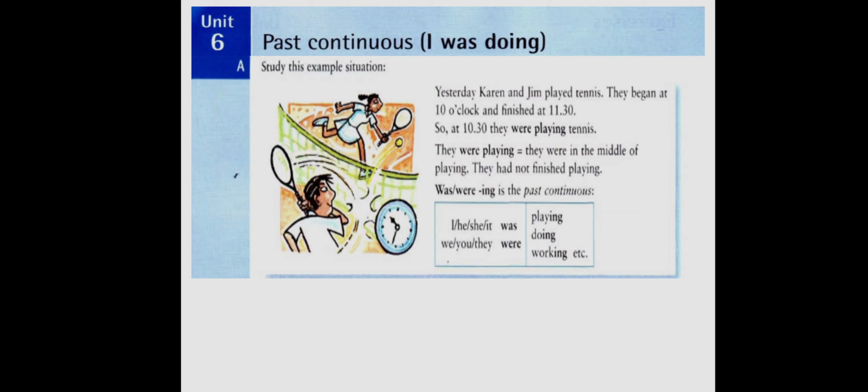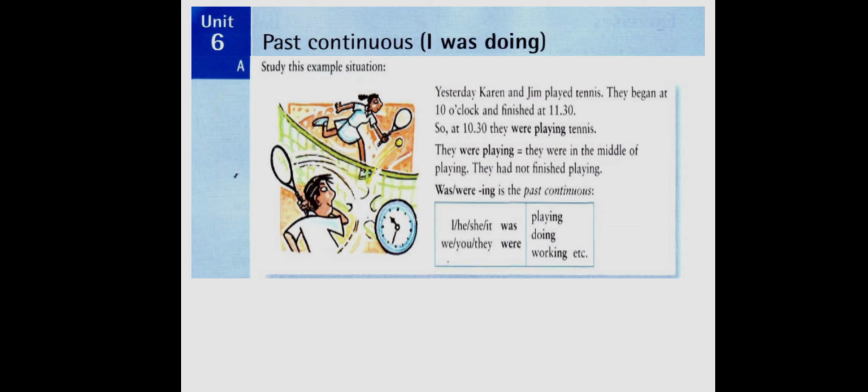Today we are going to study the next tense, which is the past continuous in English. Past continuous is used to express an action while you are in the middle of doing the action, but at a certain point in the past. At a certain point of time in the past.